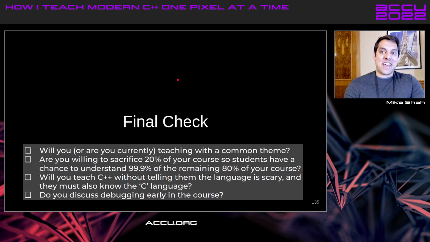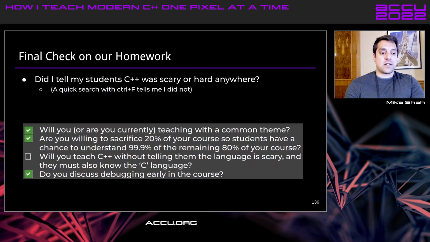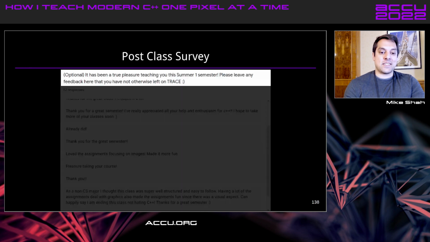All right, so with that, our final check. How did we do on my checklist, my homework? Maybe there are more things in your checklist, but the one thing I want to emphasize here is, did I tell my students C++ was scary or hard anywhere? I did a Control F search in this presentation, and I did not. So I think that's another important thing. Students will read on forums or say, hey, I heard this course was hard, or C++ is scary, or these kinds of things. But again, it's just something that's new, right? And things that are new can be more difficult, but that doesn't mean it's scary or unlearnable. So something to emphasize in teaching.